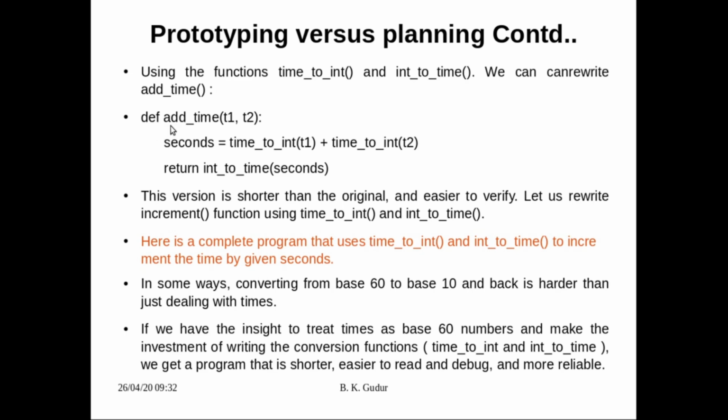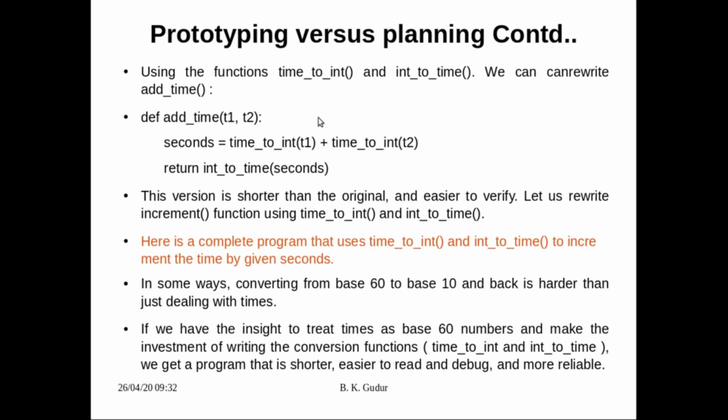So this is the definition of the function add time, which takes t1 and t2, two time objects. To add these two time objects, initially we convert t1 and t2 to a number of seconds using a function called time to int. This function takes t1 as argument and returns the number of seconds equivalent to the t1 object, and here also the same thing: we call the function time to int by supplying t2 as argument, and this also gets a number of seconds equivalent to t2.